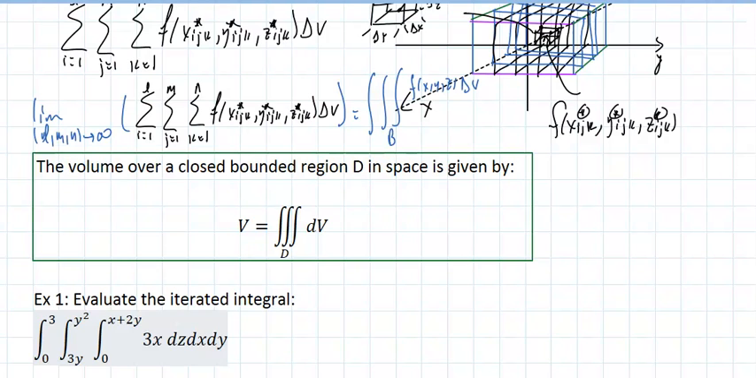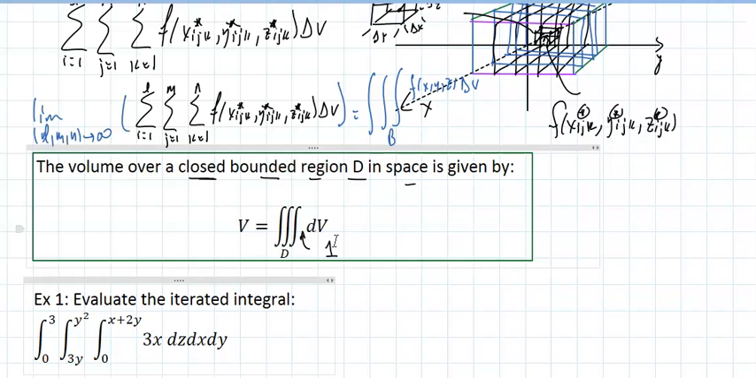So if I wanted to talk about a volume, the volume over a closed bounded region D, that must be the case, in space is given by the triple integral again. If you put a 1 right there, you get the volume. Just like if we had a double integral and we put a 1 there, we get the area. And if we had a single integral, it's kind of like talking about length. So not much difference between a double integral and a triple integral.